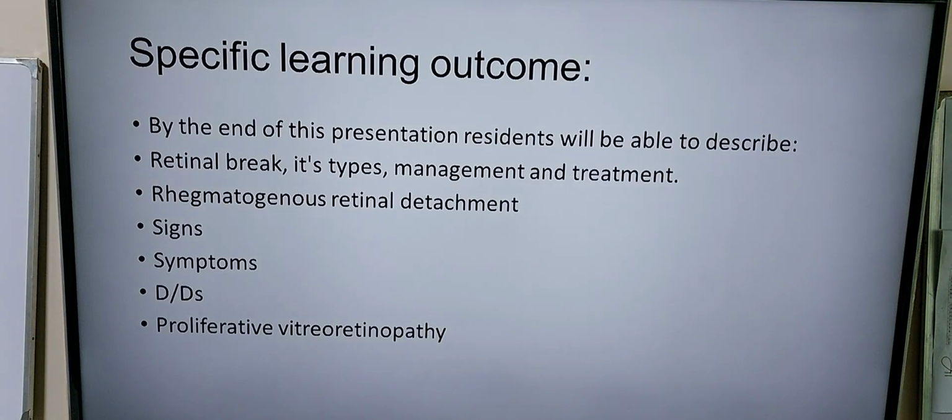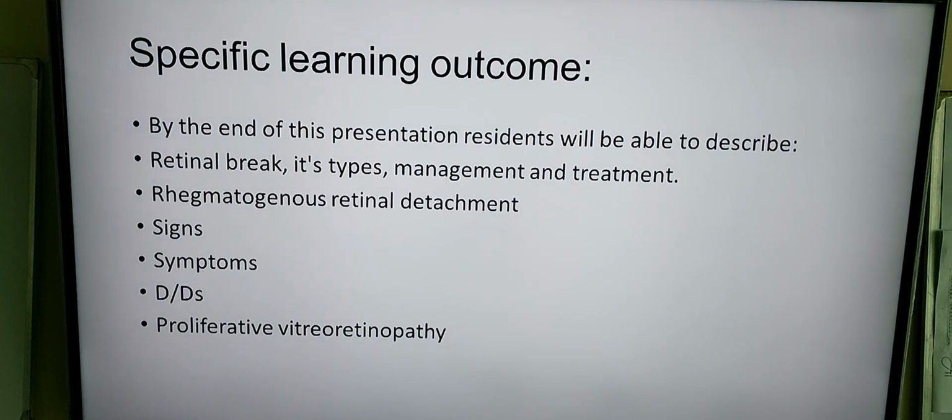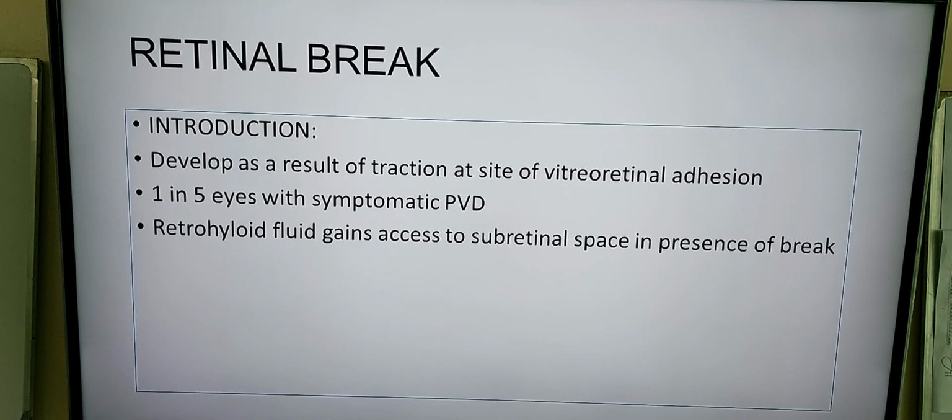Specific learning outcome. By the end of this presentation, residents will be able to describe retinal break, its types, management, and treatment; rhegmatogenous retinal detachment, along with its symptoms, signs, and differential diagnosis; and proliferative vitreoretinopathy.